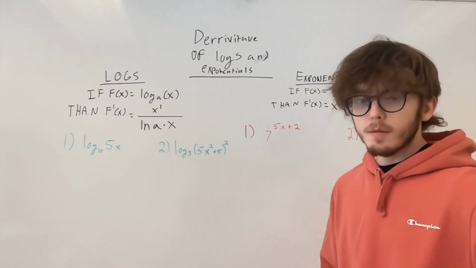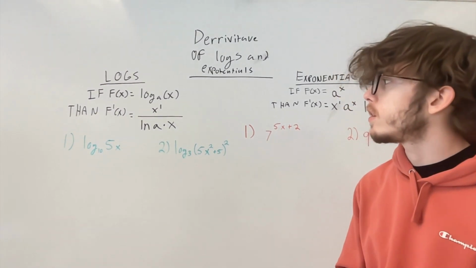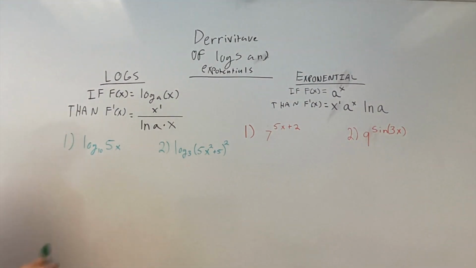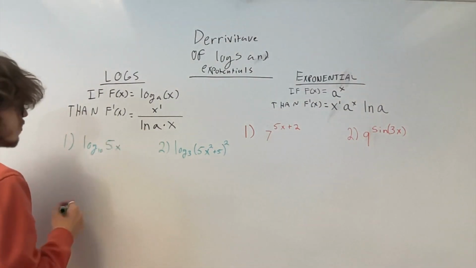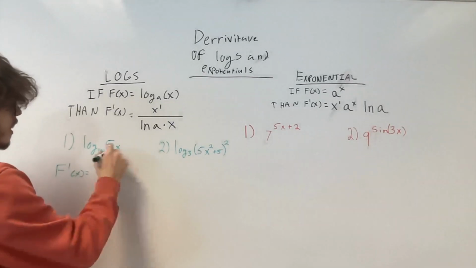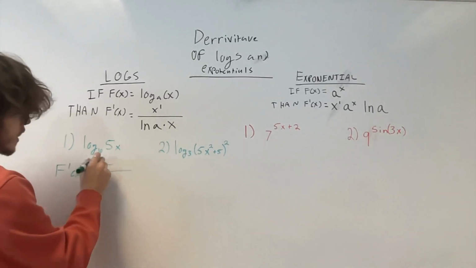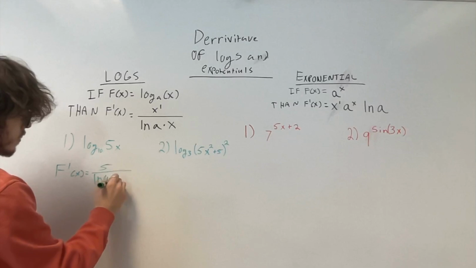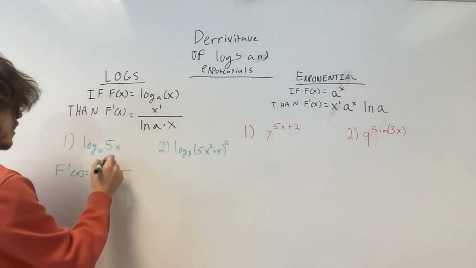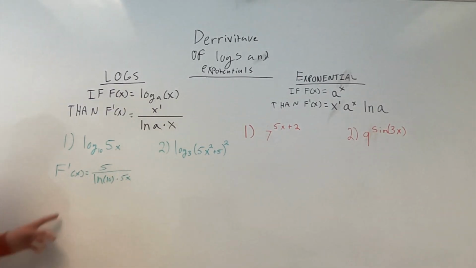All right, so I have a few problems here that we can do. These ones are not particularly difficult. You just have to remember the general formula. So x prime is going to be this portion in here. We need to take the derivative of that. So f prime of x is equal to x prime, which is just 5, over the natural log of the base. It's base 10, so ln of 10, times x, which is just 5x. So that's the derivative there.